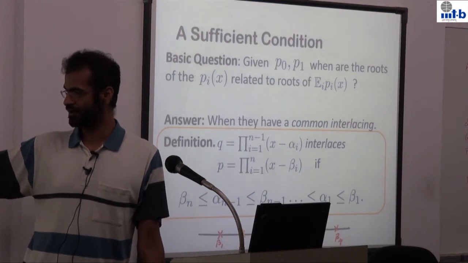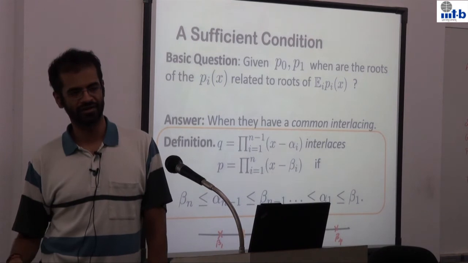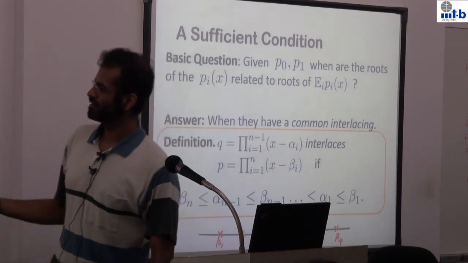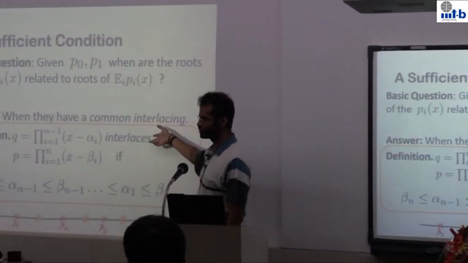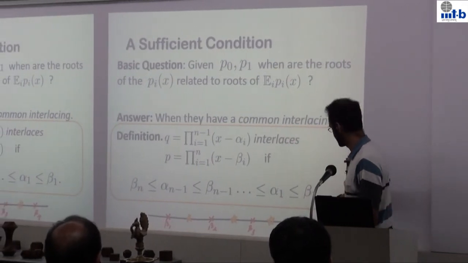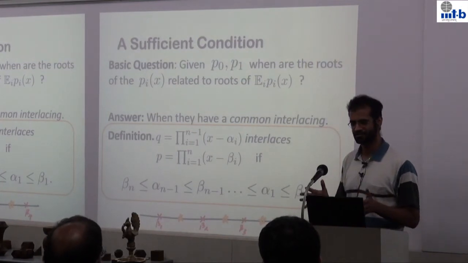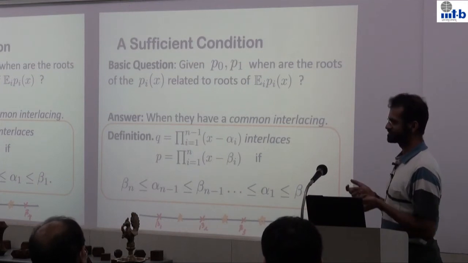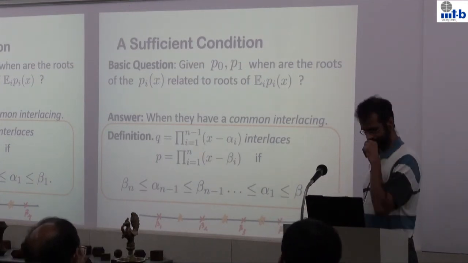But what I'm going to now say is that two polynomials have a common interlacing if there's a third polynomial that interlaces both of them. The degrees should be like that, one less than the other. The way I've defined it here is fine, but you can also define it for two polynomials of the same degree. Then you have one more root at the top or at the bottom. But basically alternation is the main thing. So common interlacing just means that there's a third polynomial that interlaces both polynomials.